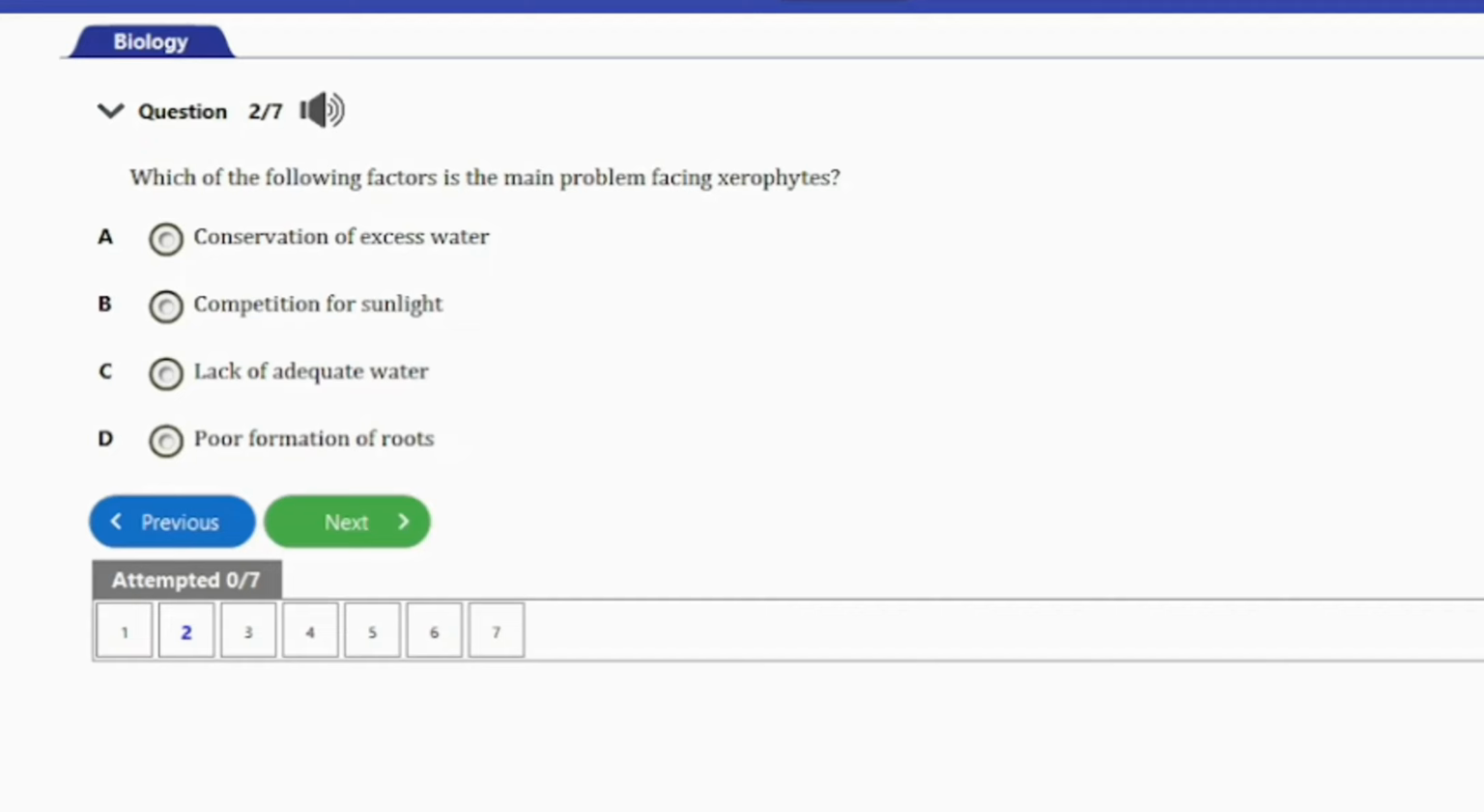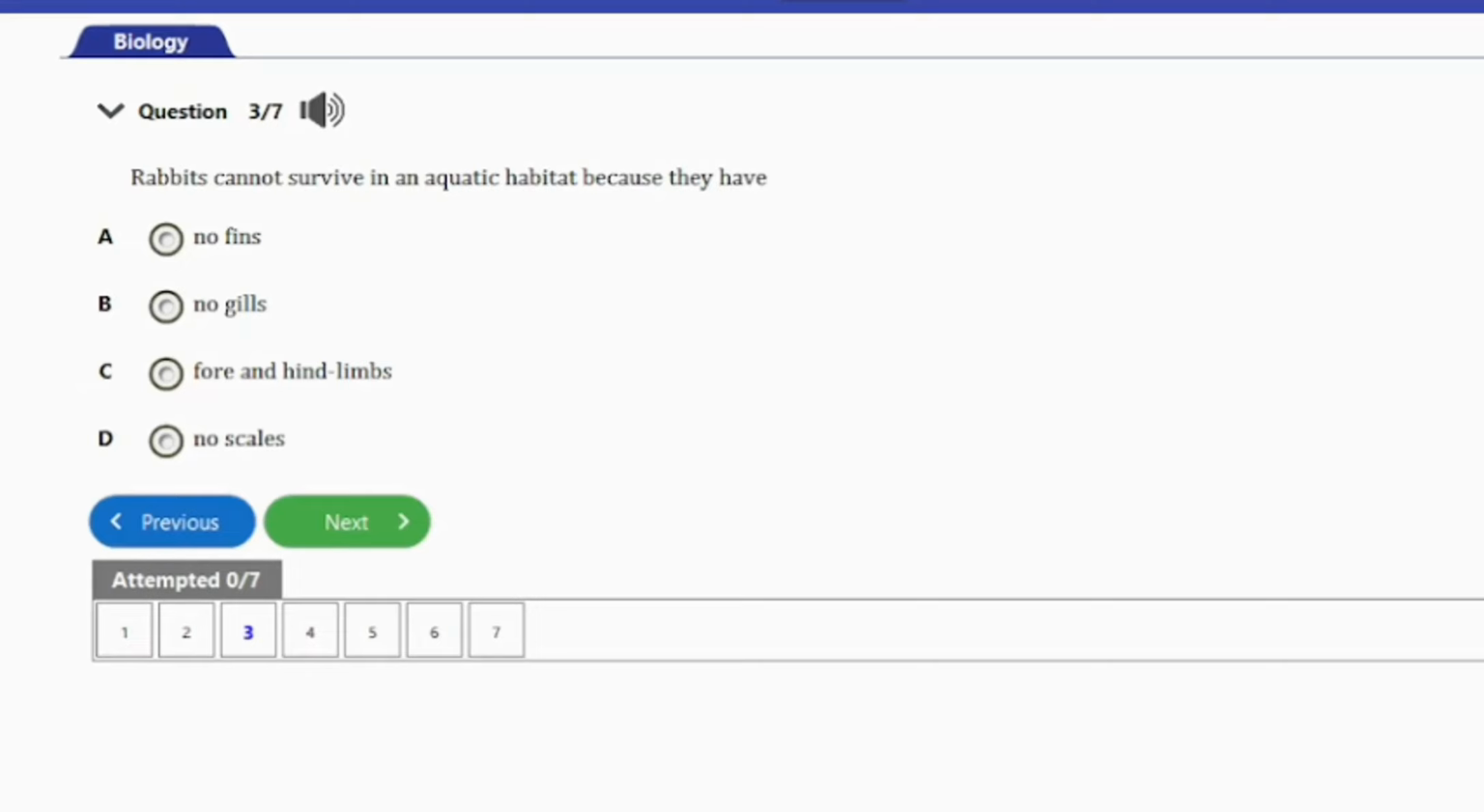So let's go ahead and consider the next question, guys. That's question number 3 here. It says, rabbits cannot survive in an aquatic habitat because they have A. no fins, B. no gills, C. fore and hind limbs, D. no scales. So guys, the reason why rabbits cannot survive in an aquatic habitat is because they have no gills.